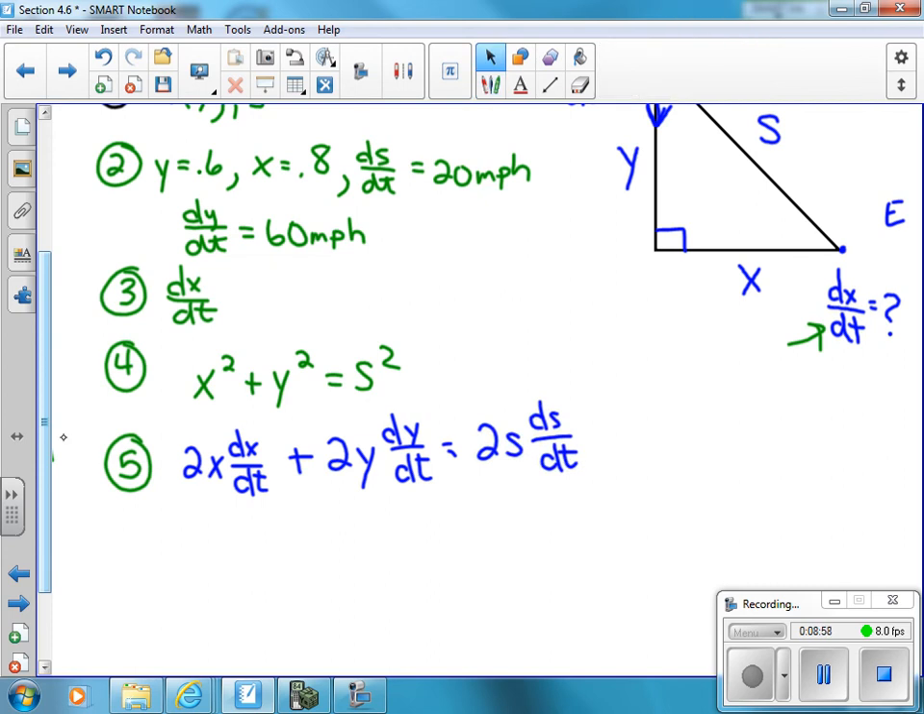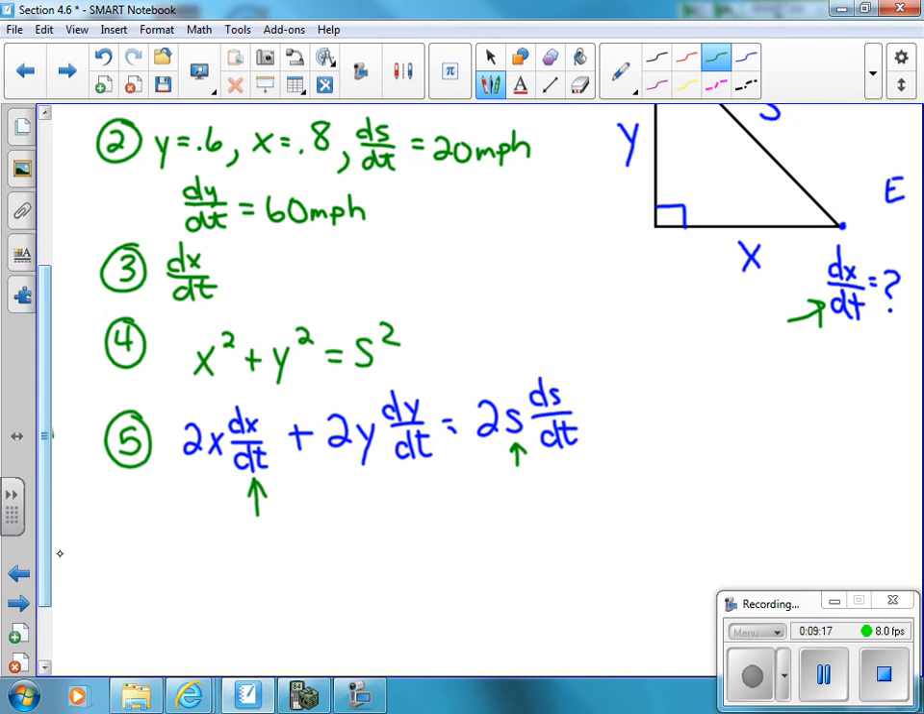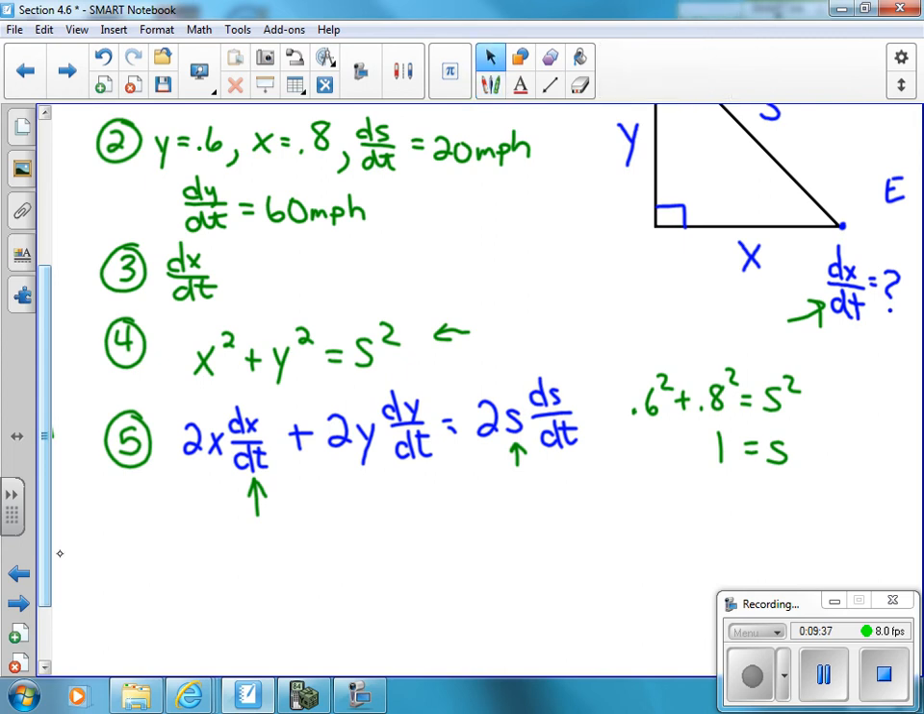Now, if I look back at all the things I know and what I'm looking for, I know what x is, I know what y is, I know what dy/dt is, I know what ds/dt is. I don't know what s is at this moment. But I think I can figure out what s is because I have this equation, right? So if we take 0.6 squared plus 0.8 squared equals s squared, I think we can get a number for s at that particular moment. And s is actually equal to 1. So now I have all the numbers I need.